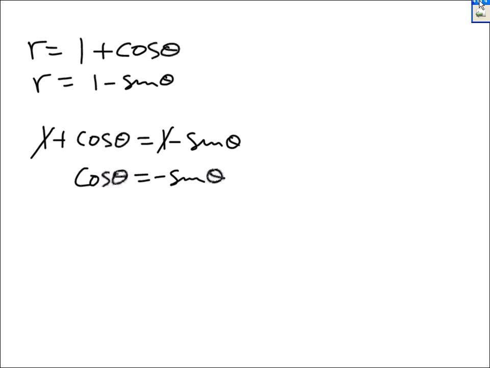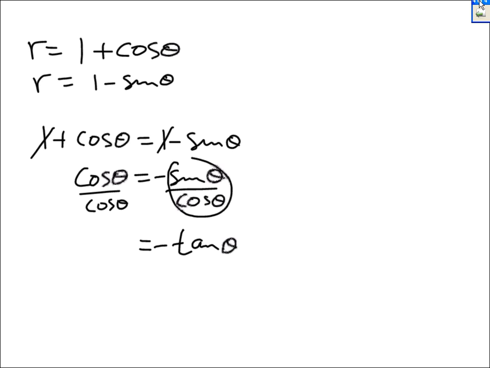That might be hard for some of you. Not a big deal. Divide both sides by cosine theta. Why cosine theta? Because I know what sine theta over cosine theta is. It's a friendly one. It's tangent. The left side is 1. Well, that must be negative 1.